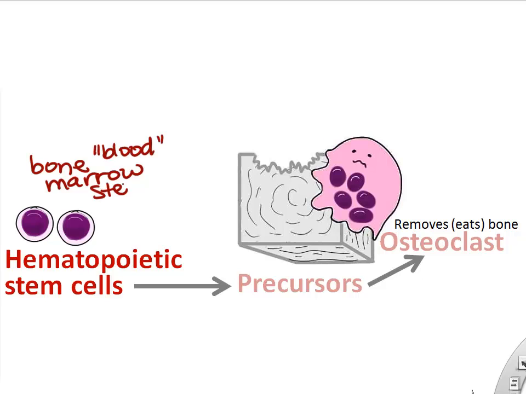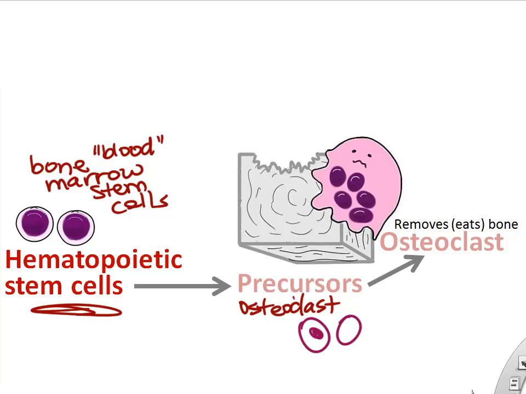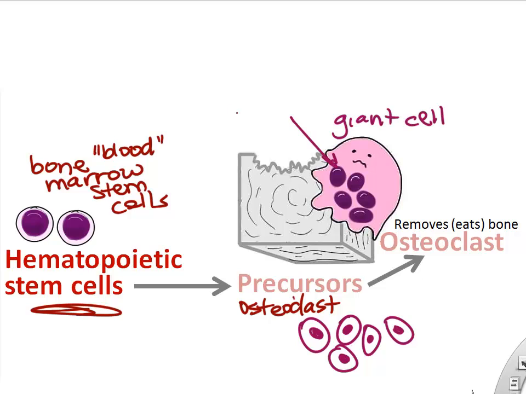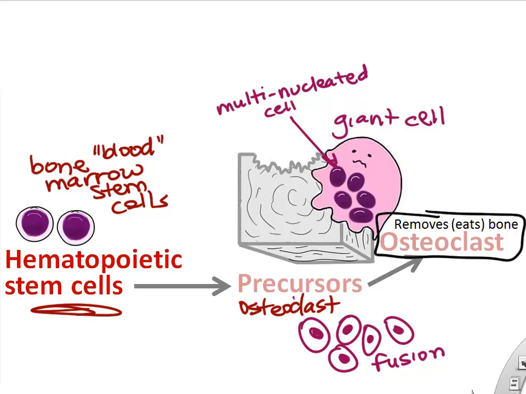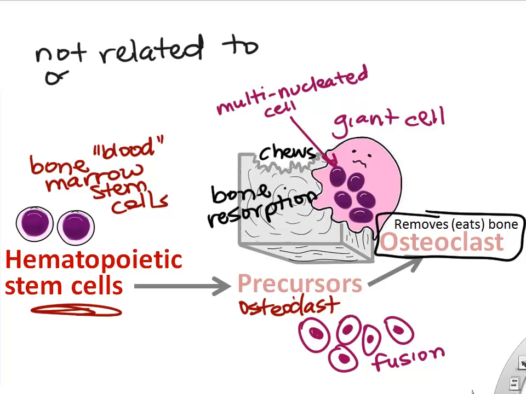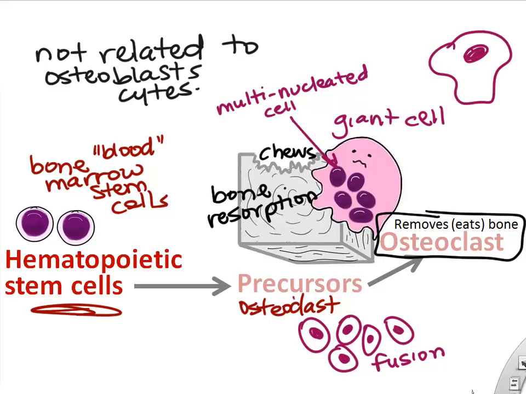Bone marrow stem cells, hematopoietic stem cells, give rise to these precursor cells that then fuse together to create this big giant cell called an osteoclast. These large osteoclasts are multinucleated cells because they're created by the fusion of several precursor cells. The job of the osteoclast is to chew up bone. We call that bone resorption or bone breakdown. They're not related to the osteoblasts and the osteocytes. They're derived from blood cells.